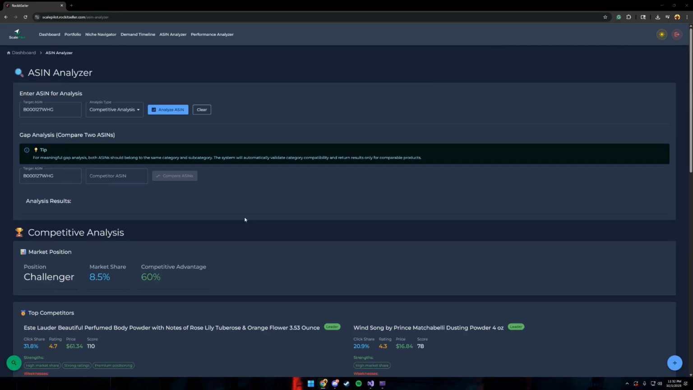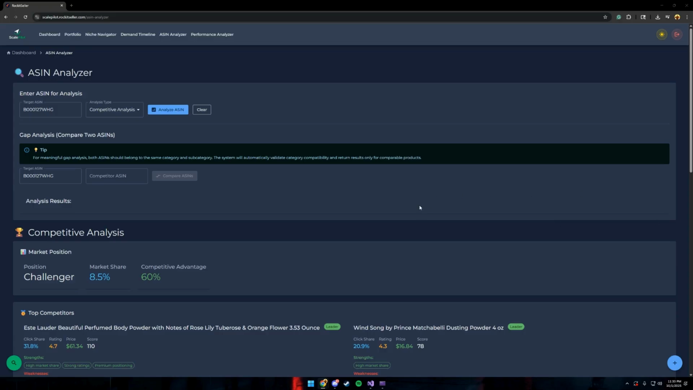Pro tip: analyze multiple ASINs in the same niche to understand market dynamics. Compare top performers to identify success patterns. Look for products with declining performance. They might be vulnerable to competition. Study historical performance trends. Products with consistent growth are safer bets than those with volatile performance. Seasonal products need different strategies than evergreen ones.